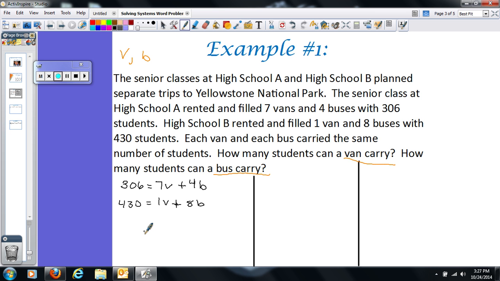Now I'm going to use elimination to solve. So when I look at these, I need to get my coefficients to be opposites. They're not right now. I have 7 and 1 and 4 and 8. I can, however, multiply this one by -2 to get me opposites. So that's going to be -612 equals -14v minus 8b. Now I'm going to add these two together. These are going to cancel out. This is going to give me -13v, and this is going to be -188.